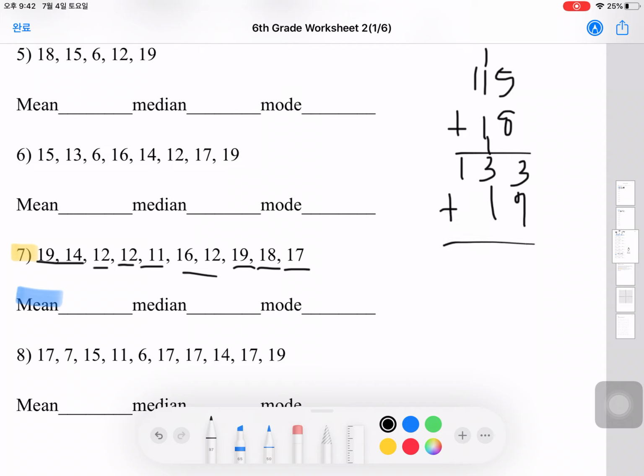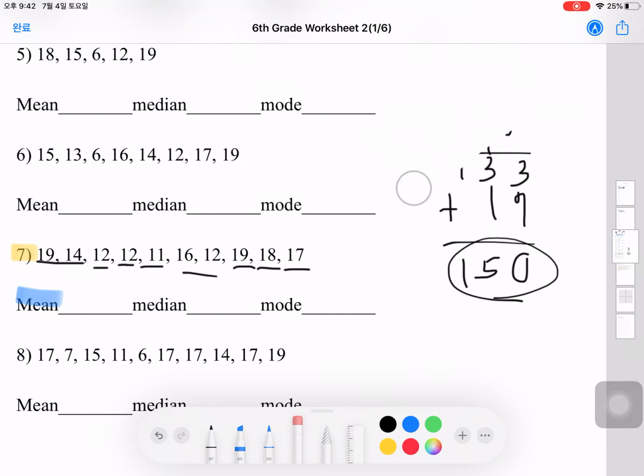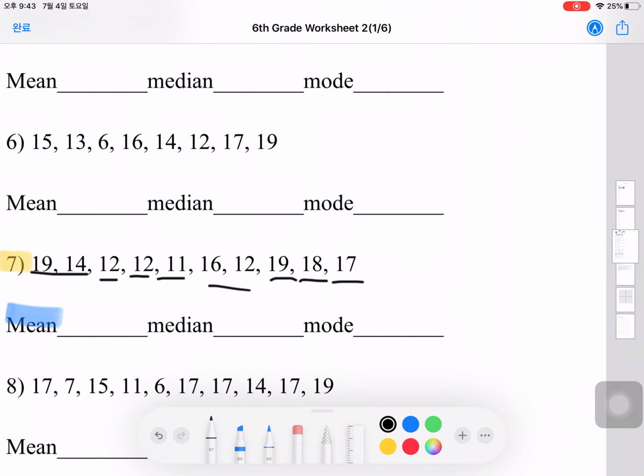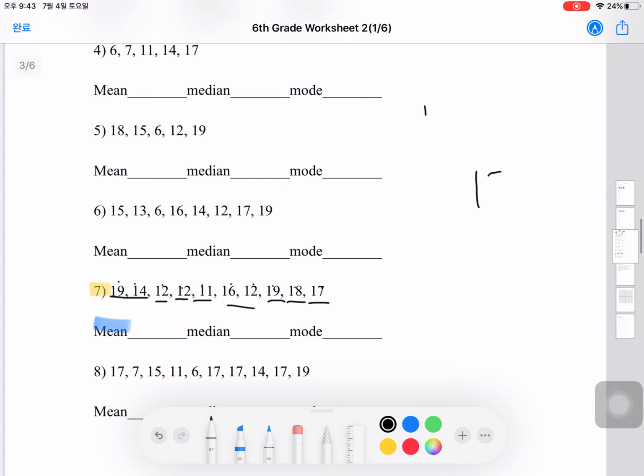3 plus 7 is 10. 3 plus 1 is 4, plus another one is 5. So 150. But in order to find the mean, we have to divide 150 by how many numbers there are. And if we count the numbers, there are 1, 2, 3, 4, 5, 6, 7, 8, 9, 10. So 150 divided by 10. If you solve this division equation, that's how you find the mean.